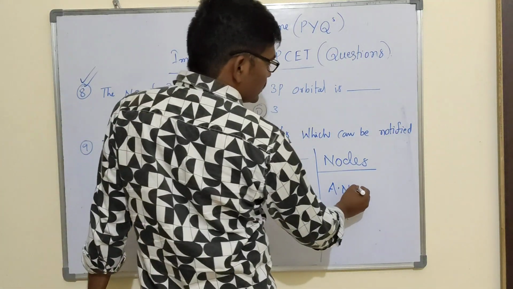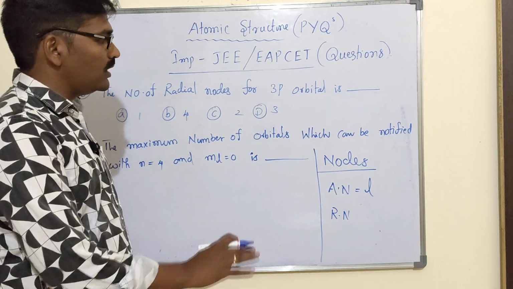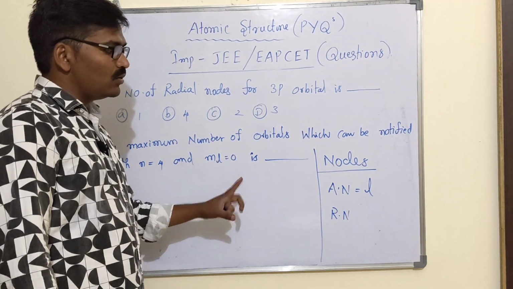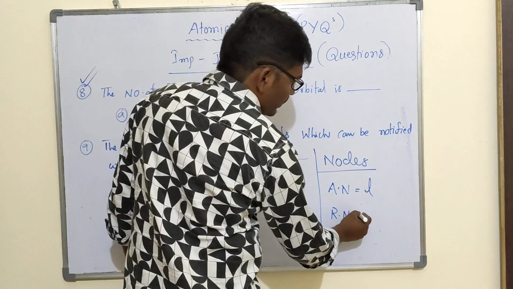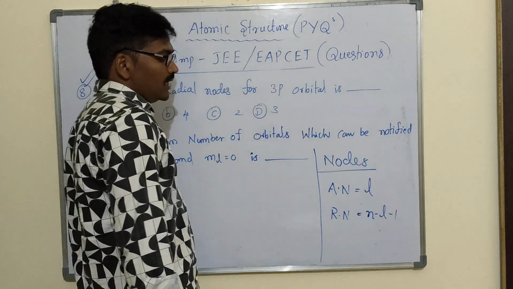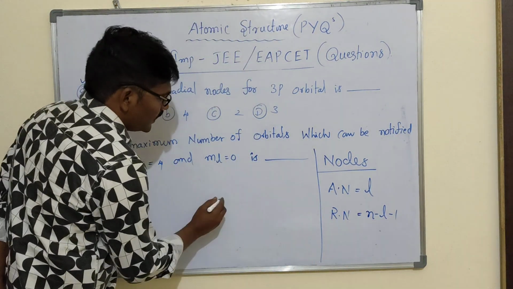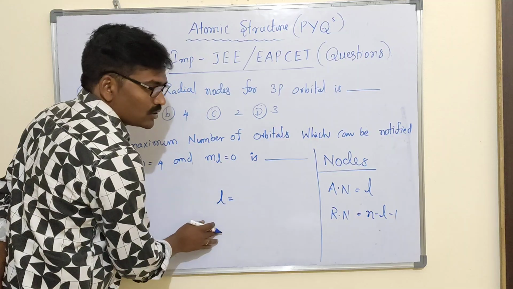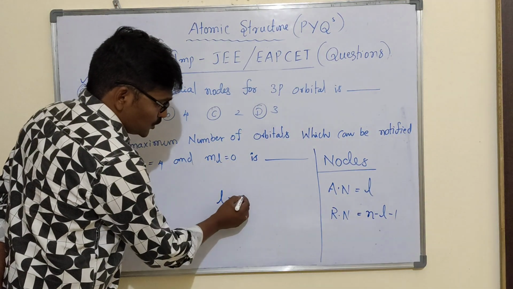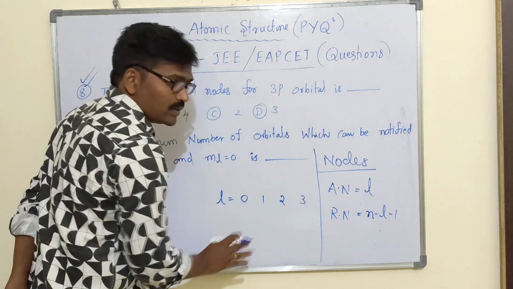Sir, for angular nodes, the l value is the formula. Whatever the l value is, that is the number of angular nodes. Radial nodes equals n minus l minus 1. Remember that l equals 0, then 1, then 2, then 3 when it is present.